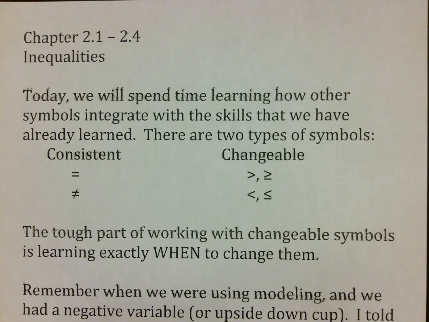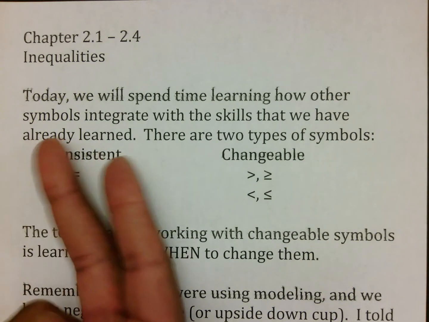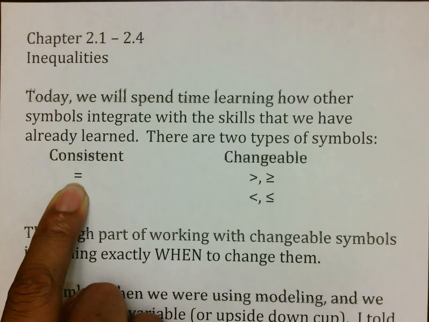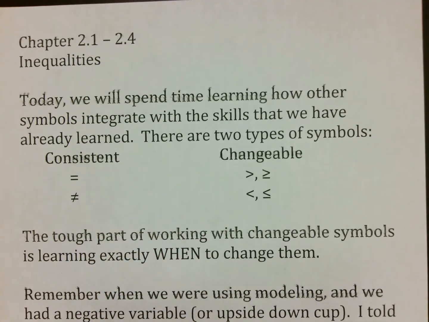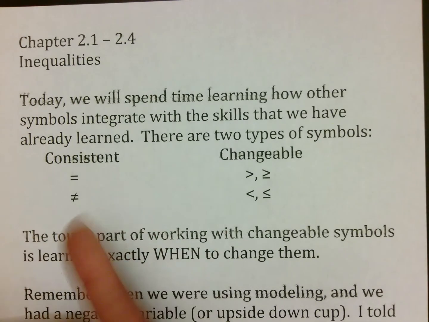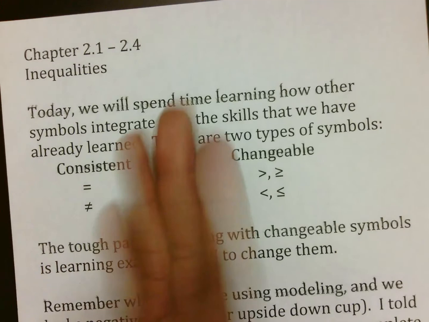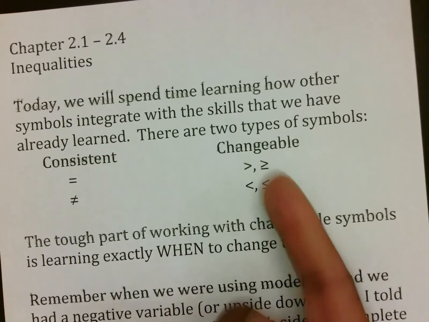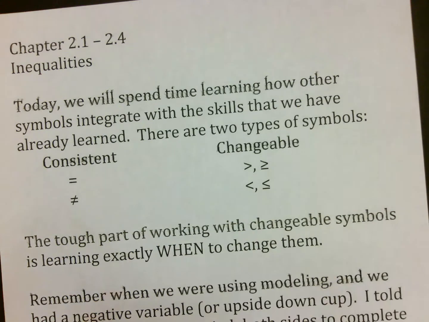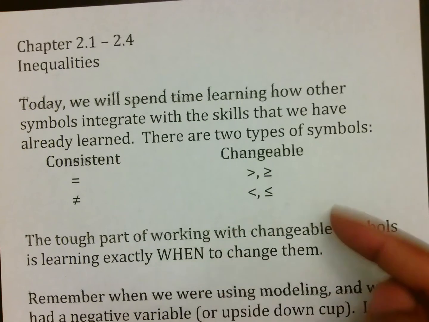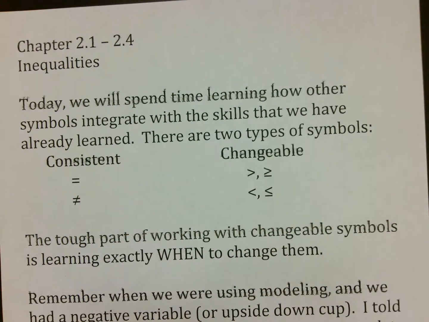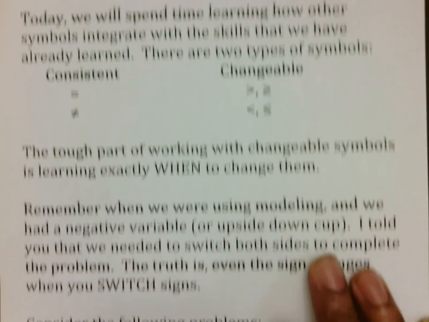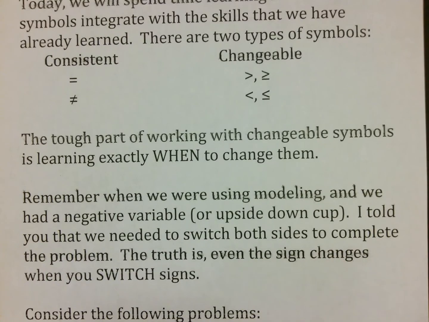The difference between those is that whenever you take an equal sign and you flip it over, it still looks like an equal sign. I can't really show you because I wasn't all the way prepared, but if you were to take an equal sign and turn it this way, it's still going to look like an equal sign. Whereas if you turn these symbols over, they don't point to the right anymore, they point to the left. If you turn these over, they don't point to the left anymore, they point to the right. So that's why they're changeable: if you flip them over on themselves, they actually change directions.